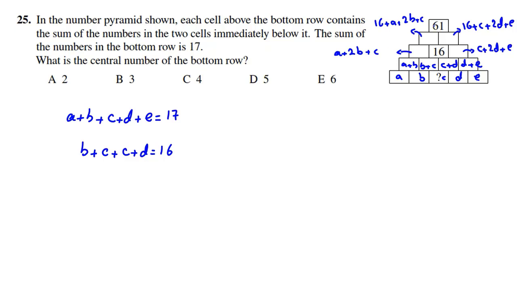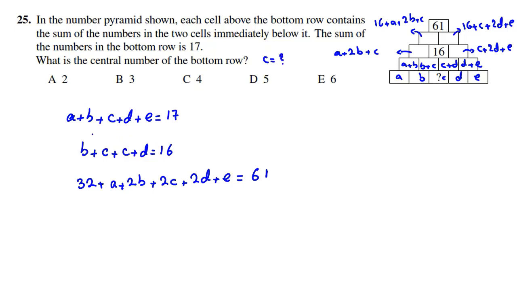And the sum of these two numbers equals 61. So 16 plus 16 is 32. Plus A here we have, plus 2B, C plus C, 2C, plus 2D plus E, equal to 61. And the problem says C is what?